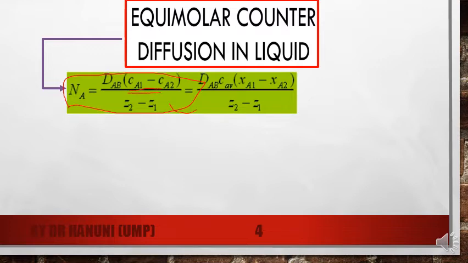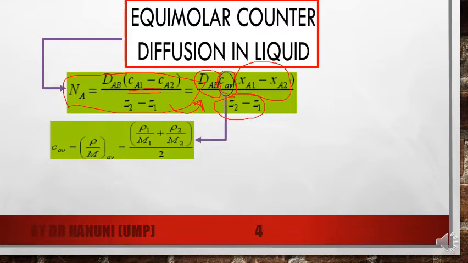So when the equation is rewritten for liquid diffusion, the terms are slightly changed. You can notice that we have new terms here: C average, which is the average concentration, and XA1 minus XA2, which is the mass fraction at point 1 and point 2. Z2 minus Z1 still means the same thing, the distance between point 1 and point 2. And lastly, we still have DAB here, which is the diffusion coefficient.